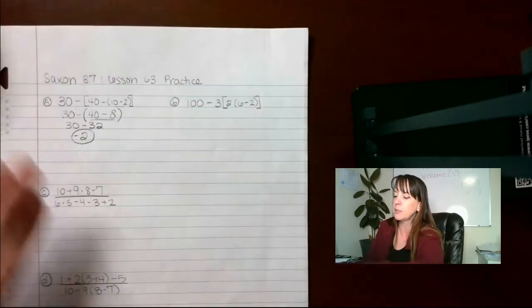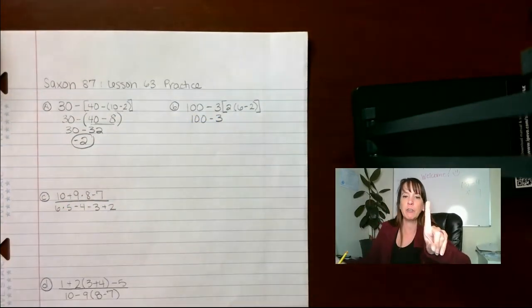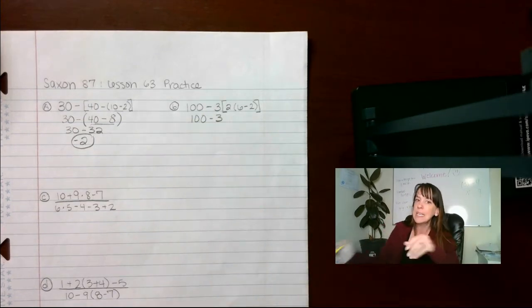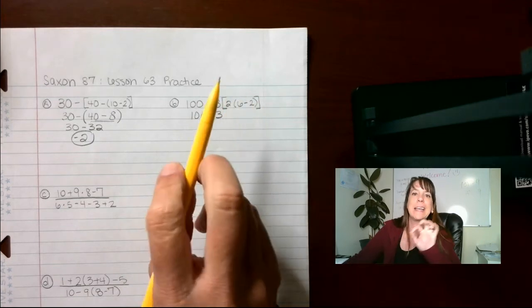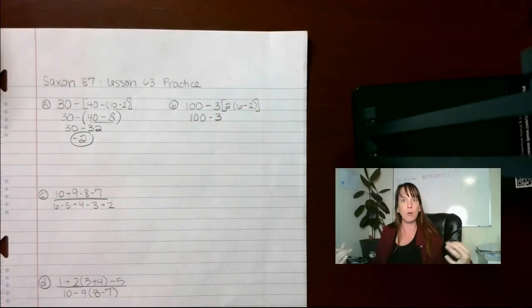Negative 2. All right, over here, we're going to do 100 minus 3. Be very careful, guys. You don't want to do 97. You can't do that, because the operation with this is 3 times all this garbage here. You have to do that part first. But before we can even do any of that, we have to work our way out from our parentheses.